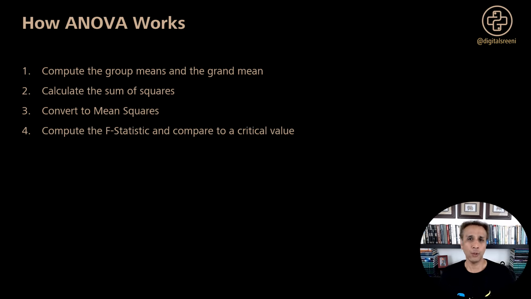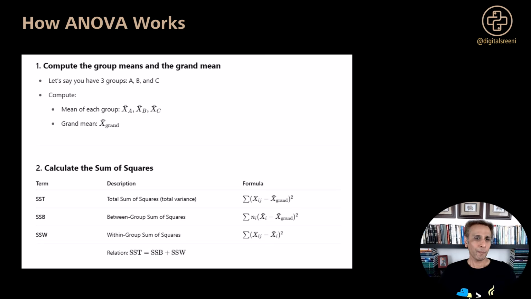So how does ANOVA work? First step, we compute the group means and the grand mean. We just talked about it. So we can add them within the group mean and the grand mean of all the data. Then calculate the sum of squares, convert to mean squares, compute the F statistic, and compare to the critical value. The significance level is, let's say, 0.05.